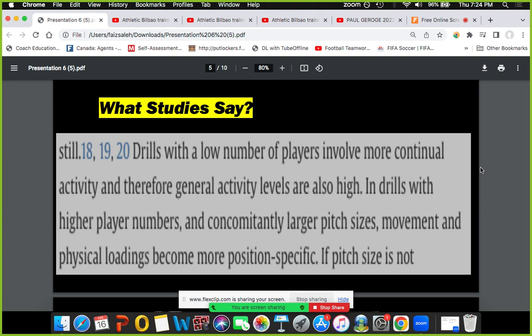The first one of those is that the training session has to be position specific for the players. The second is the pressing and passing dimensions. The distances and the intensities have to be similar to in-game scenarios. And then the scanning frequency and quality have to be similar to in-game scenarios.